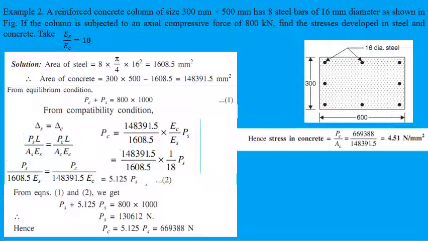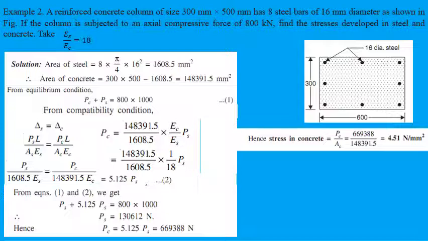So we got a PC value of 669388 Newton, not 5.125 Newton. Okay, so PC is equal to 669388 Newton. Next, to find the stress induced in concrete, we have to use the general equation. Stress is equal to load by area, load on concrete by area of the concrete.